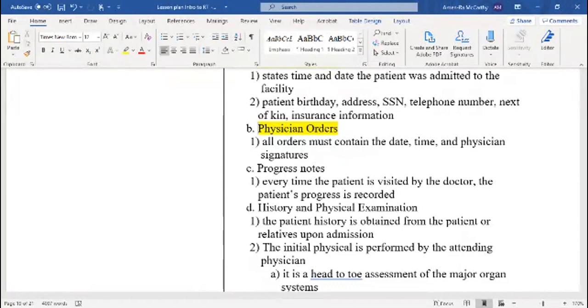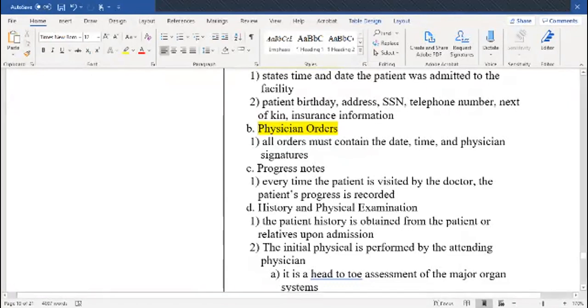Now, so that part of the chart is called the orders. Now, physician orders is very important. All of the physician orders must contain the date, the time, and the doctor's signature. We'll see that on the test. Physician orders must contain the date, the time, and the doctor's signature. If it doesn't have the date, the time, or the signature, it is not valid. It is not a valid order.